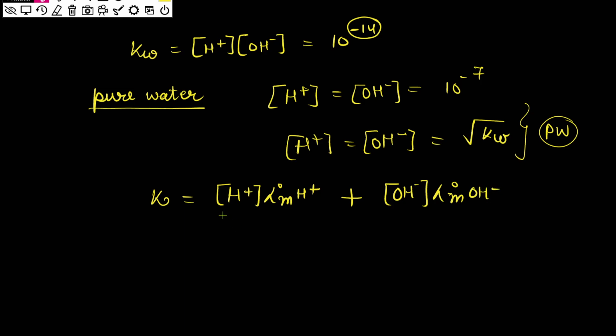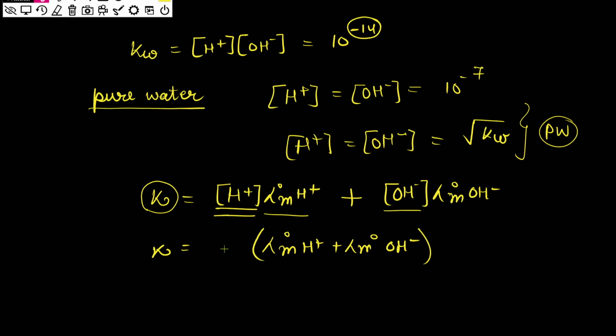So we are doing nothing but multiplying the concentration of that ion with the limiting molar conductivity of that ion, so that we can get the overall conductivity. Now what happens after this? We can also write the conductivity as the limiting molar conductivity of H plus, plus the limiting molar conductivity of OH minus ions, multiplied by the concentration of H plus and OH minus, which is already equal to Kw, that is the ionic product. So this is how we can derive the formula for the conductivity.